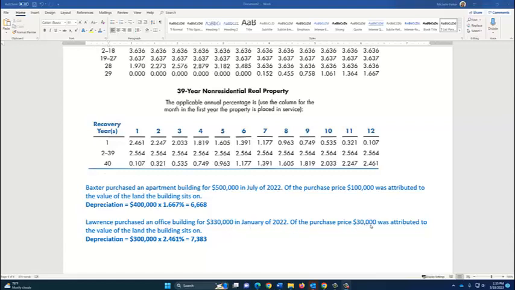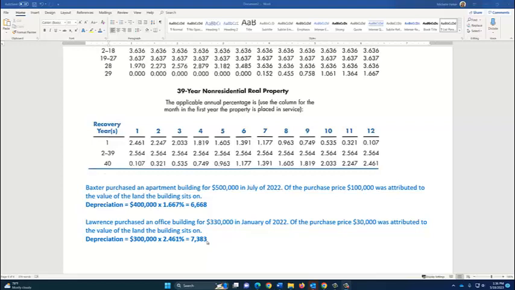Of the purchase price, $30,000 was attributed to the land. So we'll back the $30,000 out of the purchase price of $330,000. So the cost of the office building is $300,000. This is not a residential type real estate. It is just an office building. So we're going to come to the 39-year table and find the year it was placed in service. It was January, so month 1. And for year 1, the percentage is 2.461%.